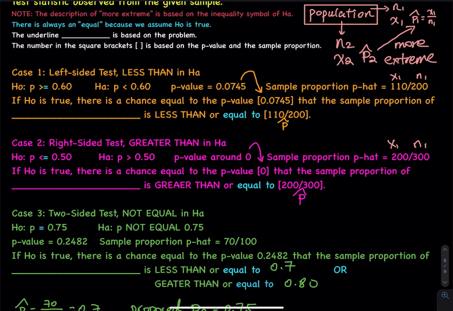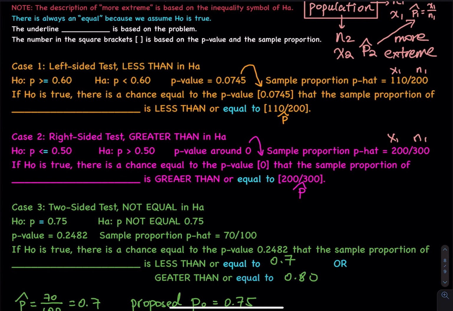The last case is the most complicated. The last case is the two-sided test. Two-sided test means you have a not equal in HA. So why do I say not equal is a two-sided? Let me just give you a simple statement. Let's say your age is not equal to 20. What does that mean? You can picture this in your mind. You have a number line, and then you have 20 years old, and then not 20 years old, so you put a big cross in there, right?